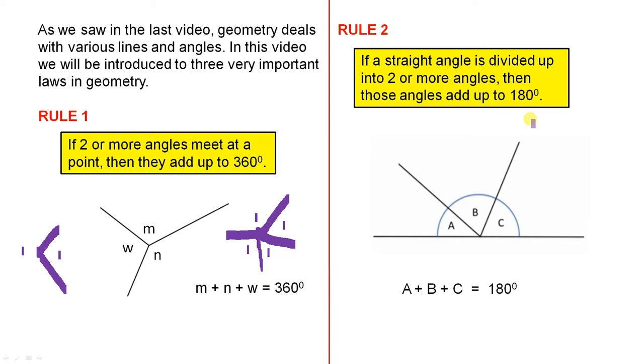Rule number 2. If a straight line is divided up into 2 or more angles, then those angles add up to 180 degrees. This is similar to the previous rule, except we have a straight angle involved. So in this particular example, we have angles A, B and C. The sum of those 3 angles adds up to 180 degrees. We could have 4 angles, 5 angles, 6 or more. They would all add up to 180 degrees as long as they all existed on this straight line.